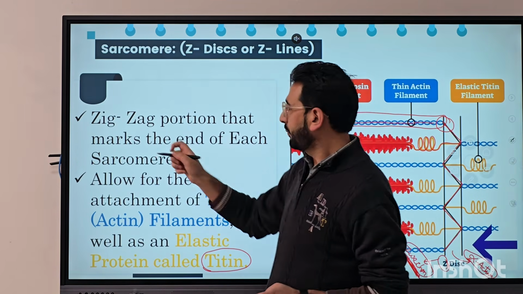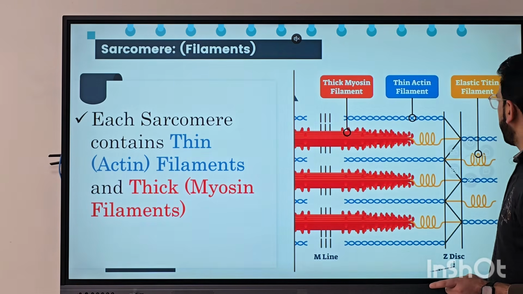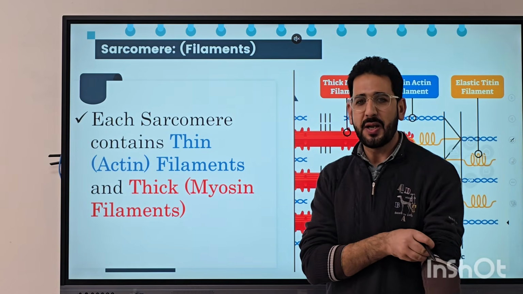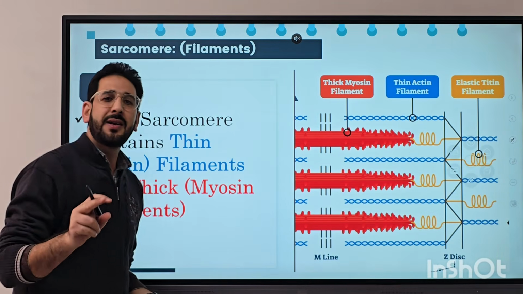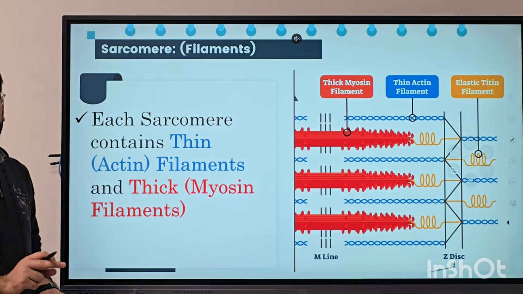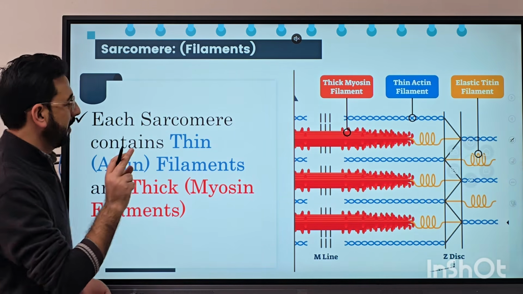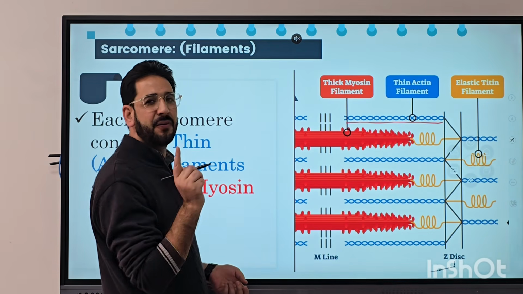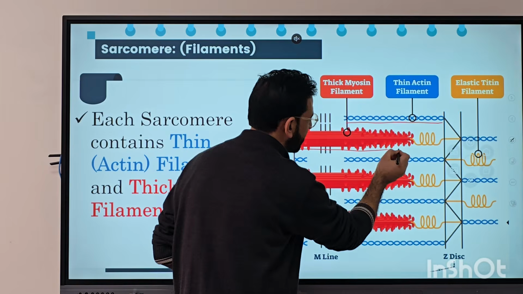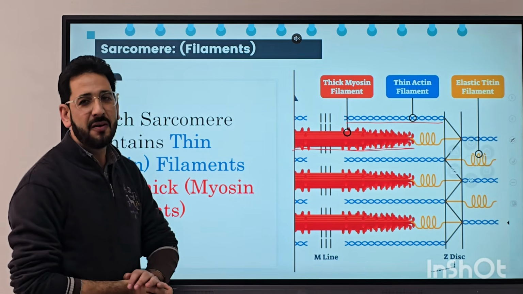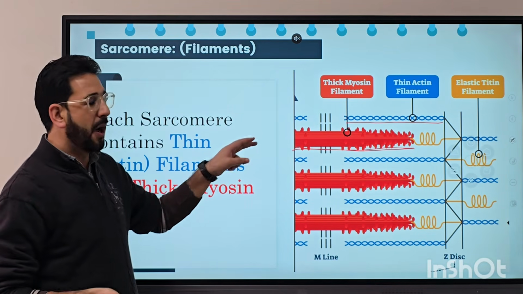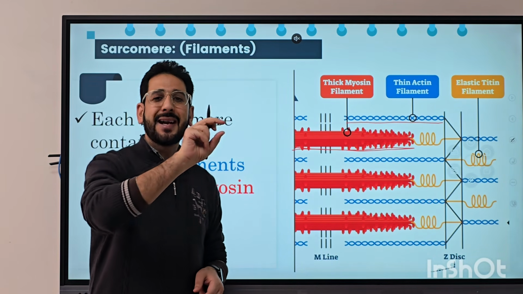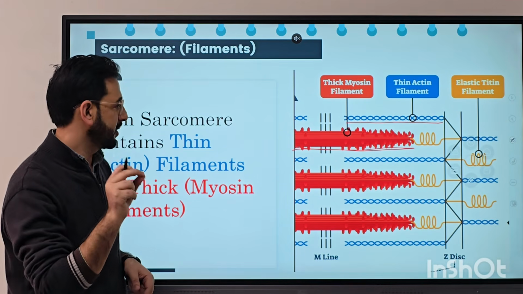Okay, now let's move forward. We have the filaments inside the sarcomere. As I've already told you, there are two important filaments: one is the thin filament and the second is the thick filament. The thin filaments are the actin filaments, these blue proteins, and the thick filaments are the myosin filaments, these red thick filaments that you can see in the diagram. So we have two important myofilaments present in the sarcomere: the actin filaments and the myosin filaments.